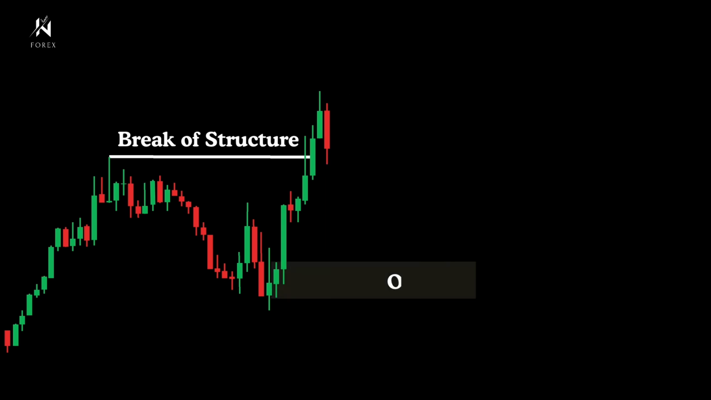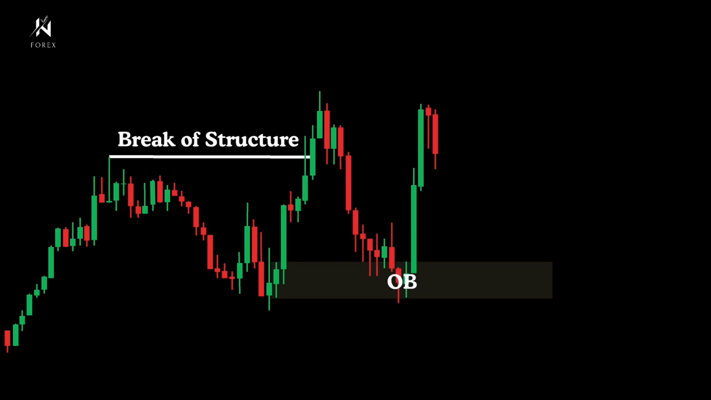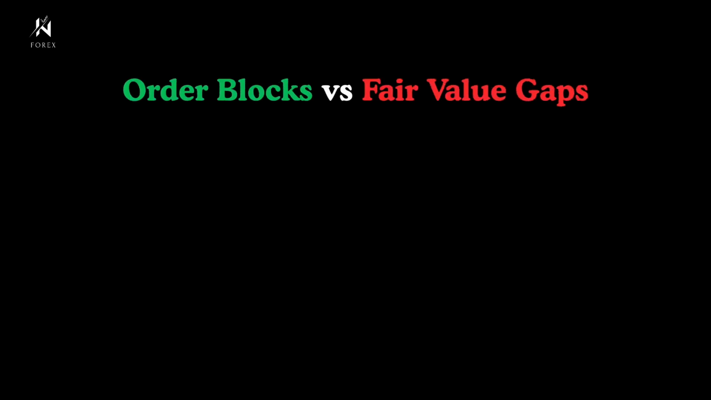A demand zone that triggers a breakout becomes a more significant signal. By combining a break of structure with order blocks and FVGs, we can pinpoint areas where momentum is confirmed, providing a stronger foundation to enter the trade. Now we arrive at the final and most crucial segment of this video: order blocks versus fair value gaps.